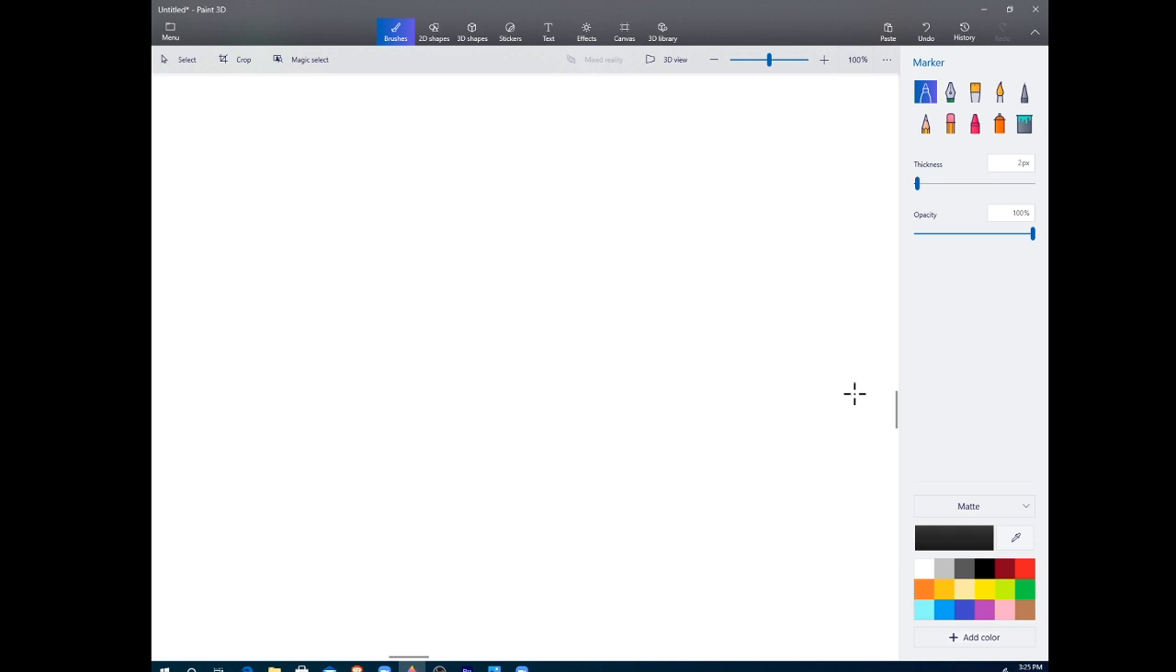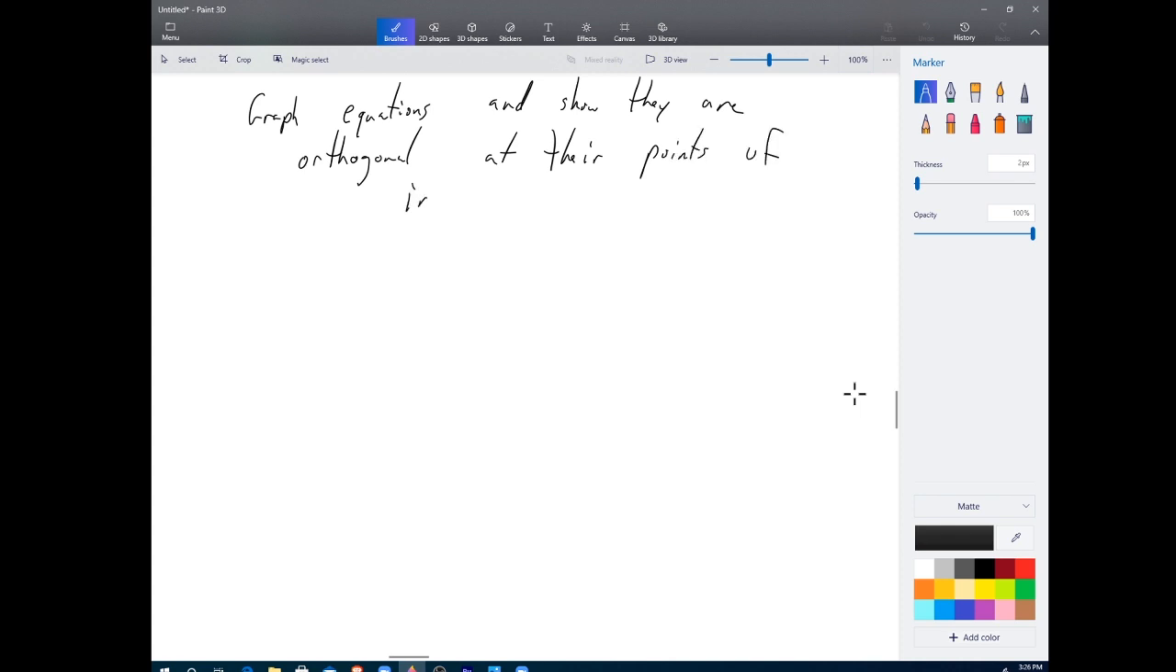So, in some of your homework, there are questions that say something like this: Graph the equations and show that they are orthogonal at their points of intersection. And I'm going to do problem 59 in your book. It's not one from your homework, but it looks a lot like them.